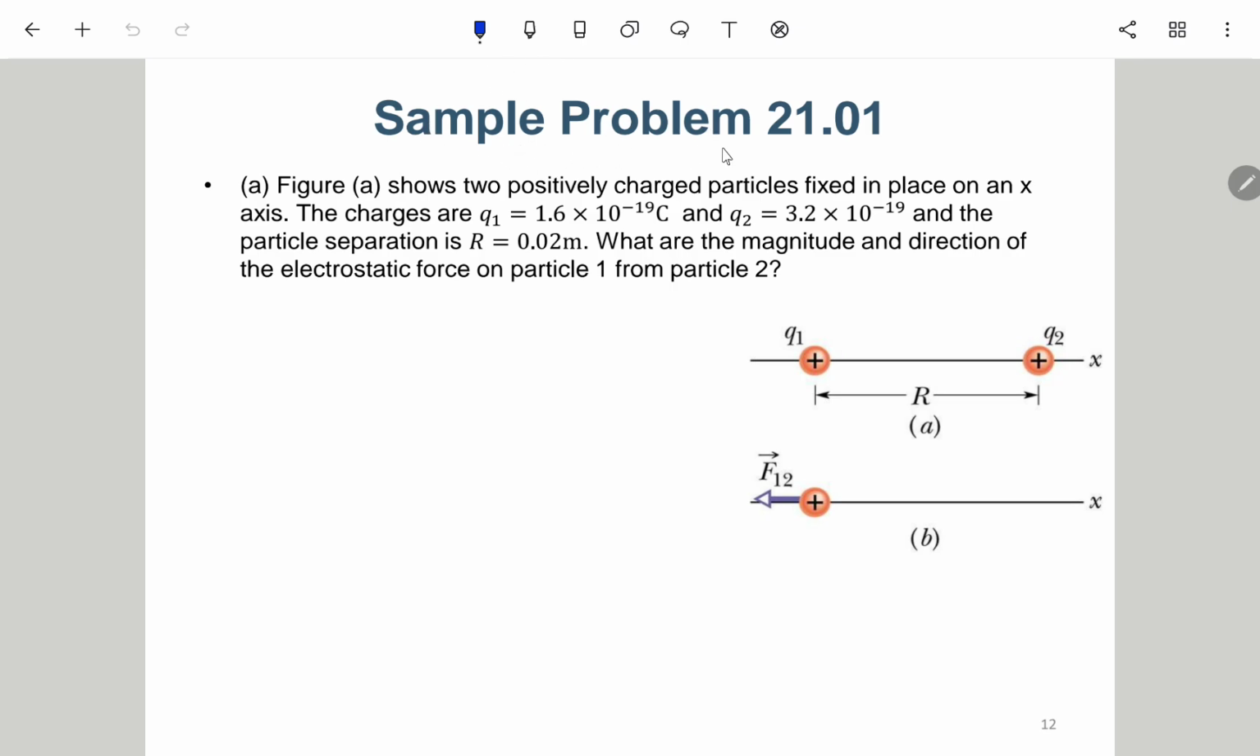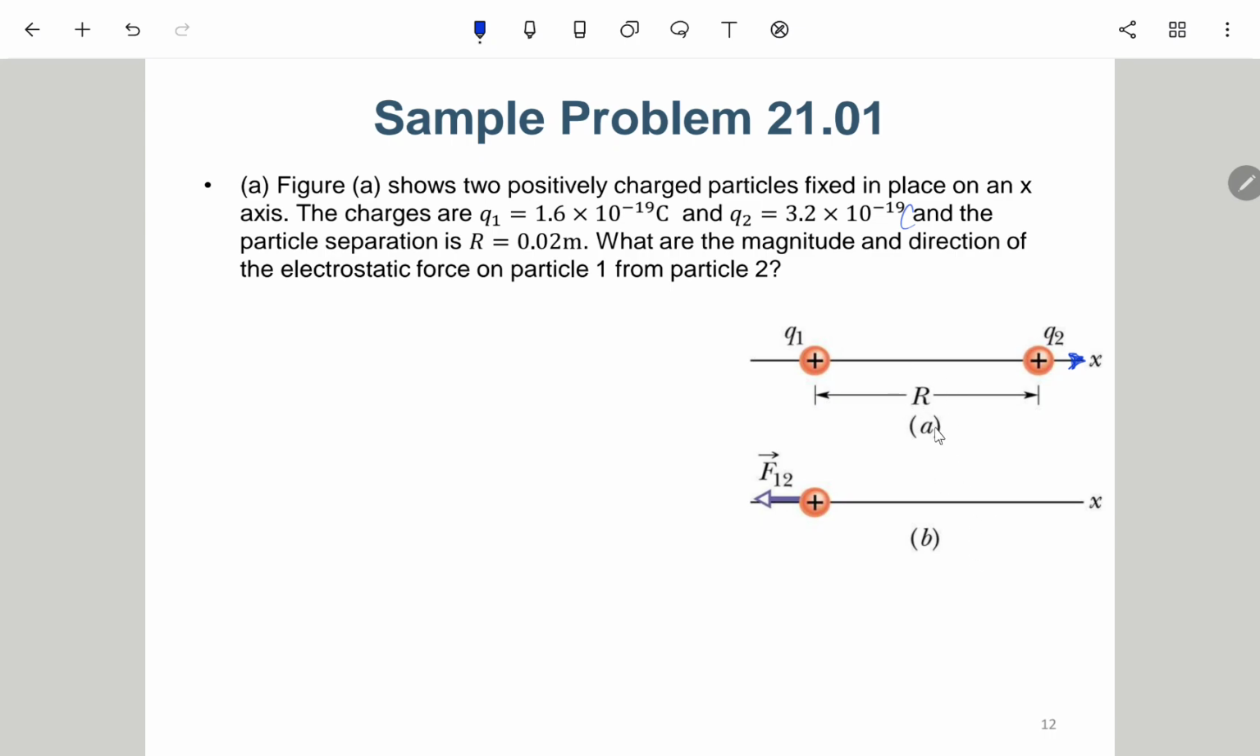Okay, so here we have a sample problem, 21.01. Here it says figure A shows two positively charged particles fixed in place on an x-axis. So this is the x-axis, and usually we have positive on the right side, and then the charges are Q1, which is 1.6 times 10 to negative 19 coulombs, and then Q2 is 3.2 times 10 to negative 19 coulombs. And the particle separation is R equals 0.02 meter.